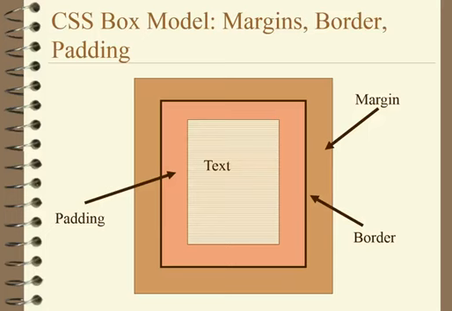So the content, which is typically text, although it could be an image with the image tag. Then we have an area immediately around the content, which is the padding. And that's going to be between the border and the content. And then the margin is between the border and the adjacent elements in the page.